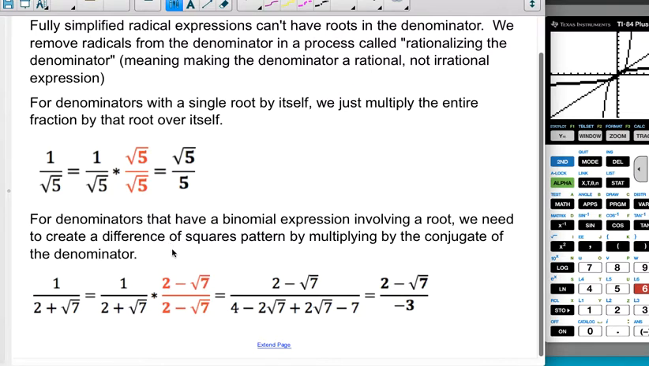So I could say it's always changing the sign of the root, but the root's not always the second term. It's easier to think about it that you're changing the sign between the two terms, right? So if it's a plus b, you multiply by a minus b. If it's a minus b, you multiply by a plus b.